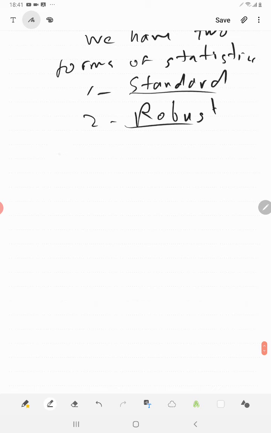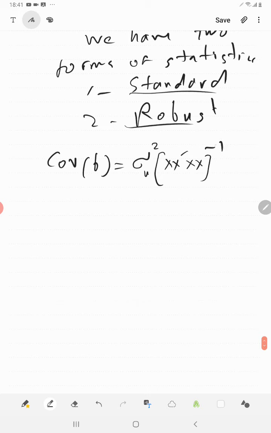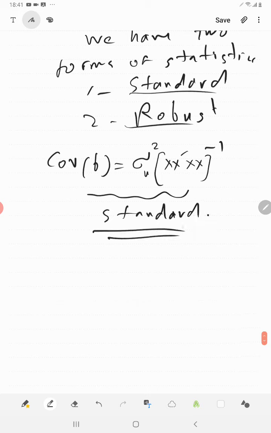The covariance matrix of B is equal to sigma U squared times X transpose X inverse. This is the standard one.